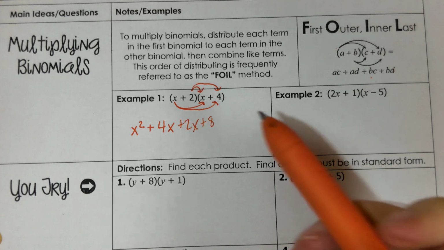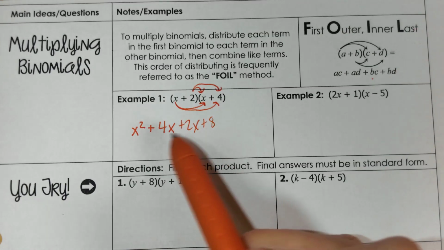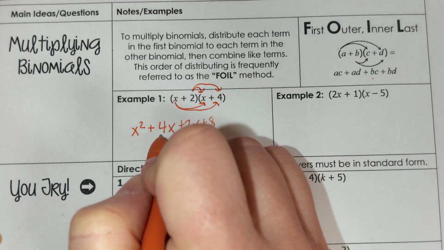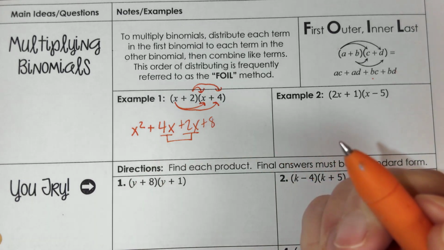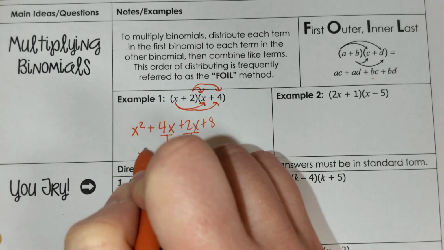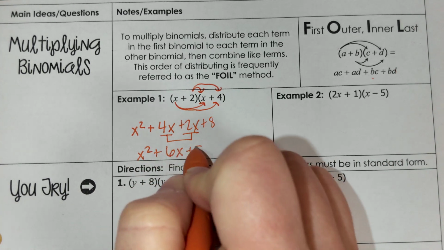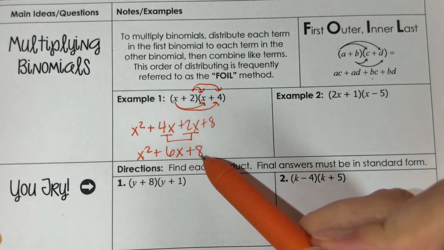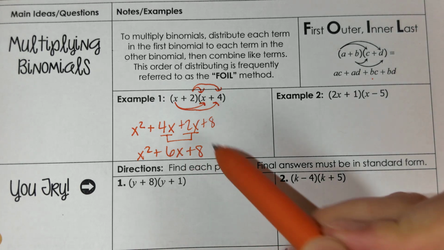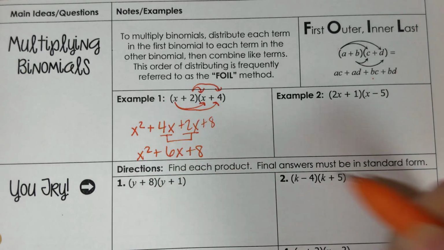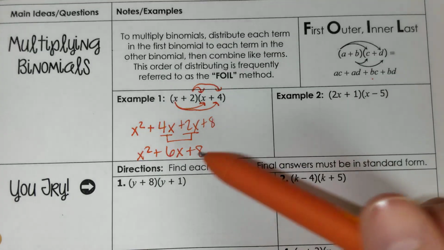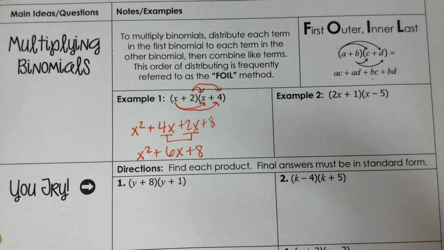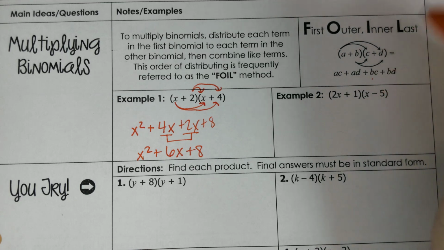Okay, now we want to check this to see if it needs to be simplified, and in case it does, we do have these two common terms here that need to be added together, and we end up with 6x. And then also we want to make sure that it's in standard form, and in this case it is. We have x squared, 6x, and 8. So that's going to be our final answer when we multiply these together. Nothing else can be simplified. Nothing else needs to be rearranged.